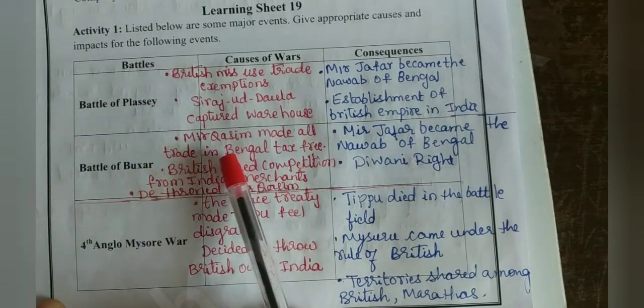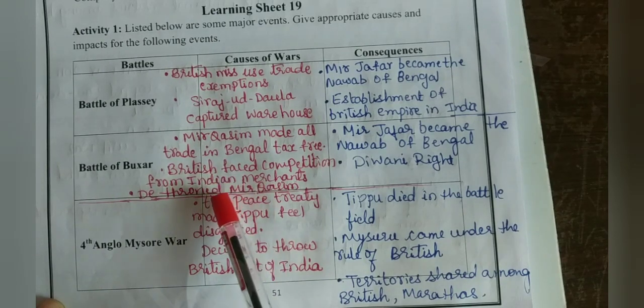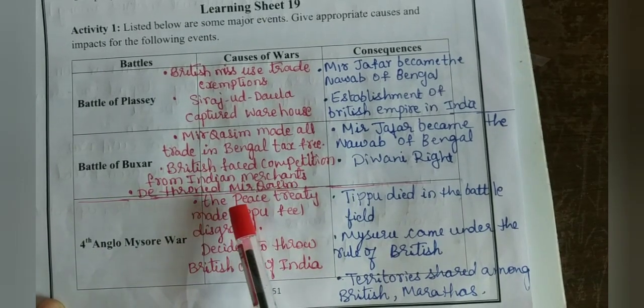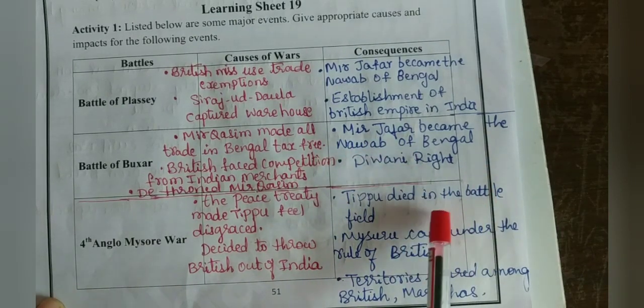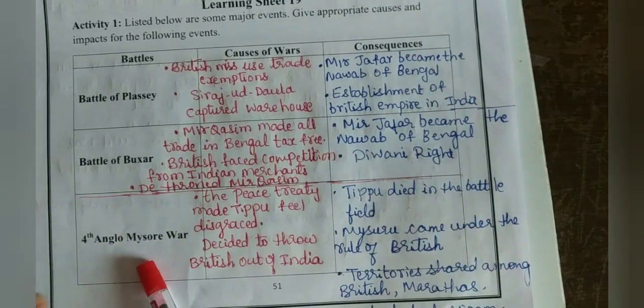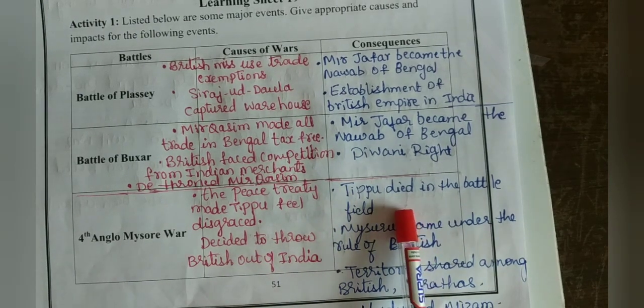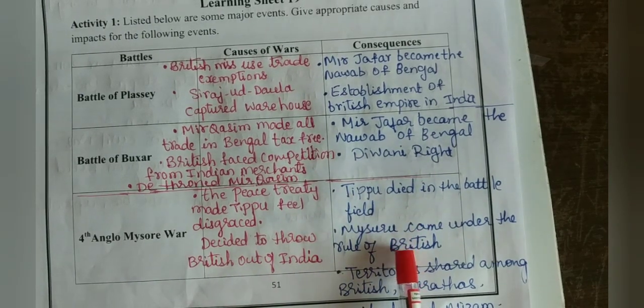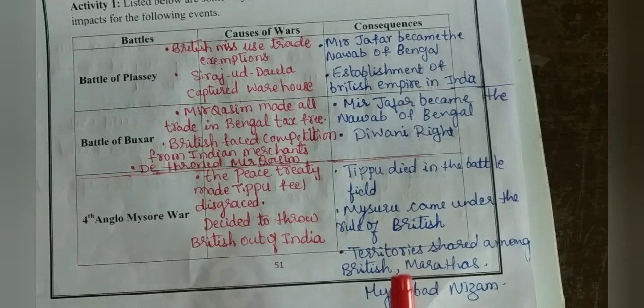Battle of Buxar, Mir Qasim made all trade in Bengal tax free. British faced competition from Indian merchants and dethroned Mir Qasim. And consequence, Mir Jafar became the Nawab of Bengal and Diwani rights. And fourth Anglo-Mysore War, the peace treaty made Tipu feel disgraced, decided to throw British out of India. Consequence, Tipu died in the battlefield. Mysore came under the rule of British. Territories shared among British, Marathas and Hyderabad Nizam.